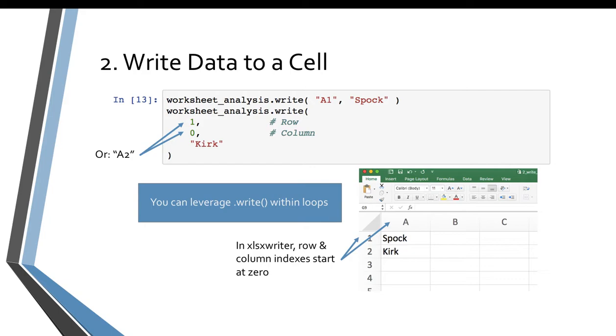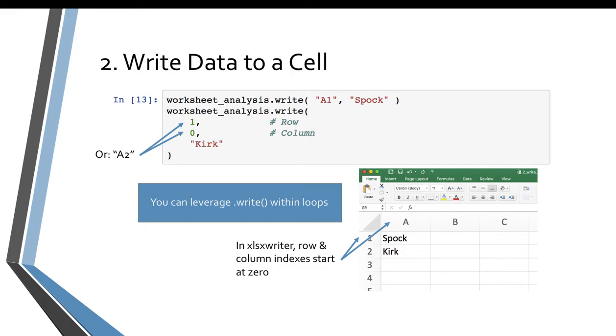So let's start with a simple example. Say you want to write the string Spock to a cell in your worksheet. In this case, the worksheet analysis. Well, the .write function on the worksheet will need a cell reference and it will need some data. There's two ways you can reference the cells. You can either just use an Excel style of referencing cells. So A1 in this case will be the first row in column A, or you could use indexes.